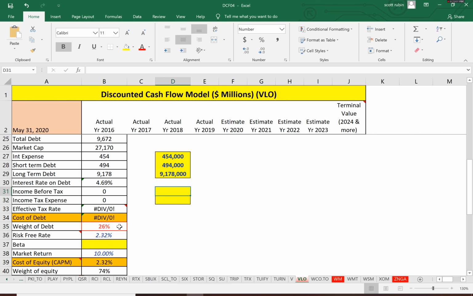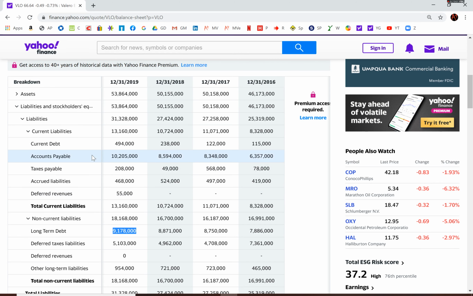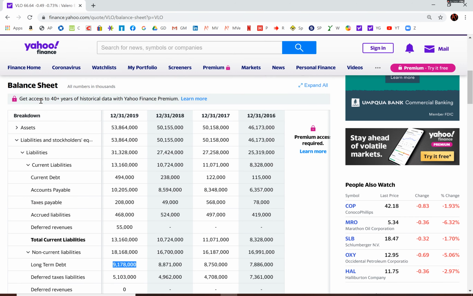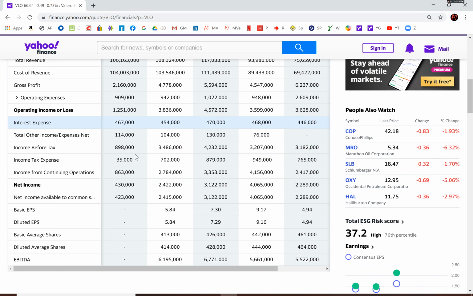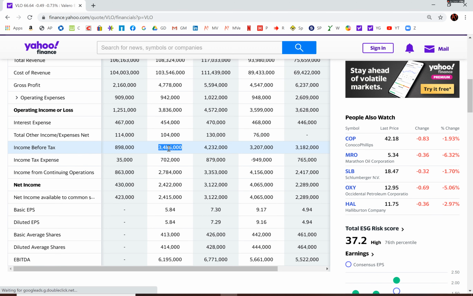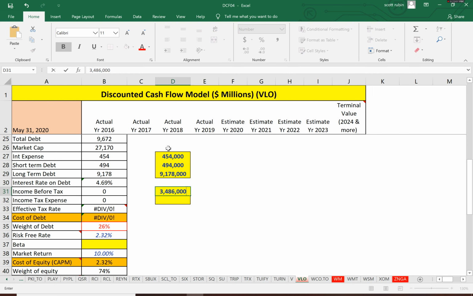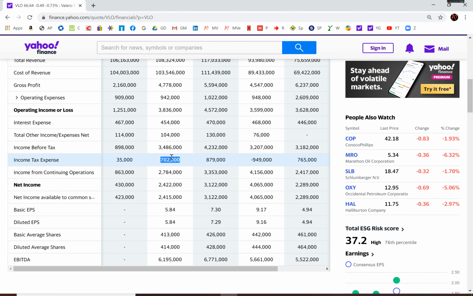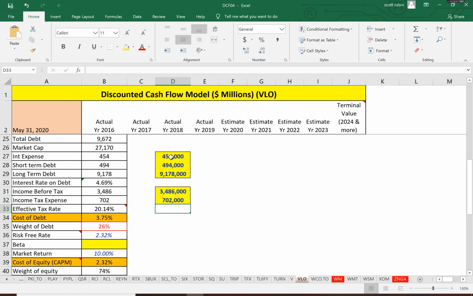Now, interest payments are tax deductible, so let's get the tax rate. Go back to the income statement. Income before tax, $3.5 billion. Income tax, $700 million. It's a 20% tax rate. So the cost of debt is 3.75%. 26% of the capital structure of this company is debt.